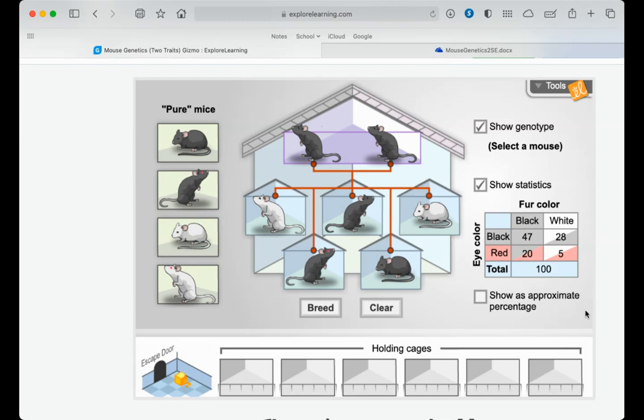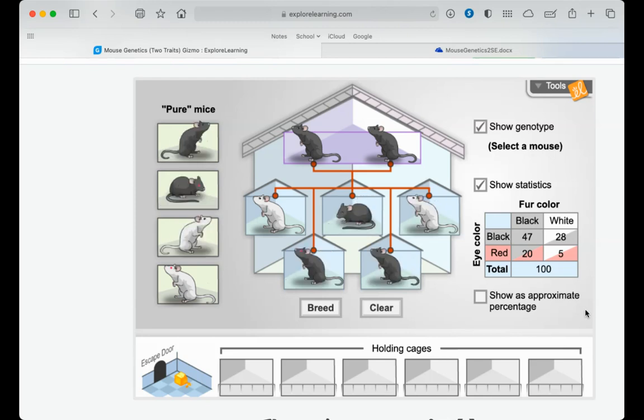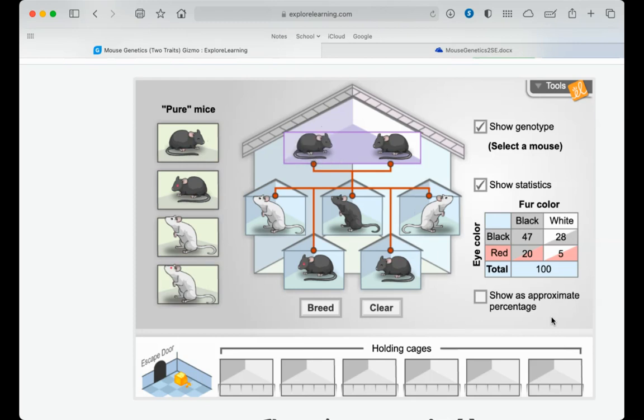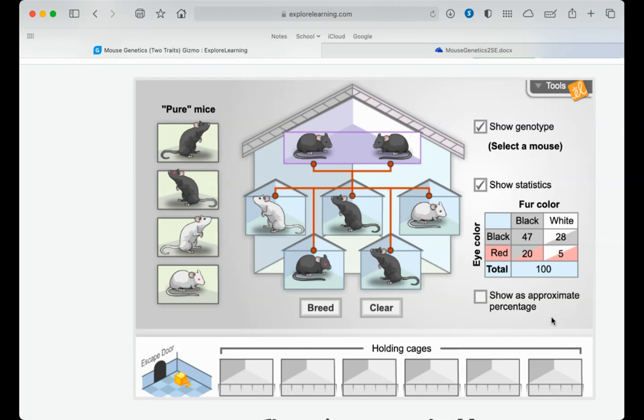Now I want you to think, how well did the results of our chart match with your predictions? Did you think that we would have more offspring with black fur and black eyes, or black fur with red eyes? Or what about white fur with black eyes, or white fur with red eyes?